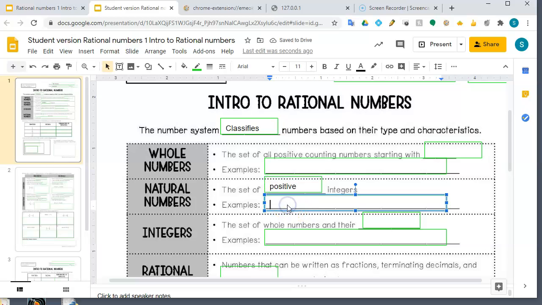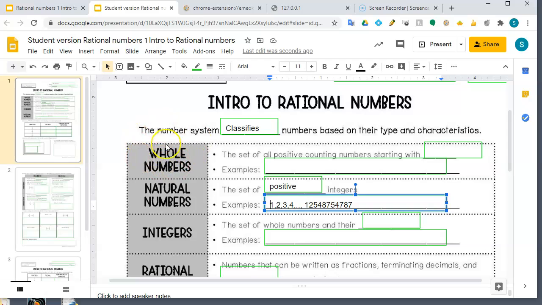All right, so our examples. Again, they are counting numbers. So they're going to be 1, 2, 3, 4. And they're just going to go on forever. Feel free to go ahead and put in your own large number up here. As long as it doesn't have a decimal in it, you're okay.